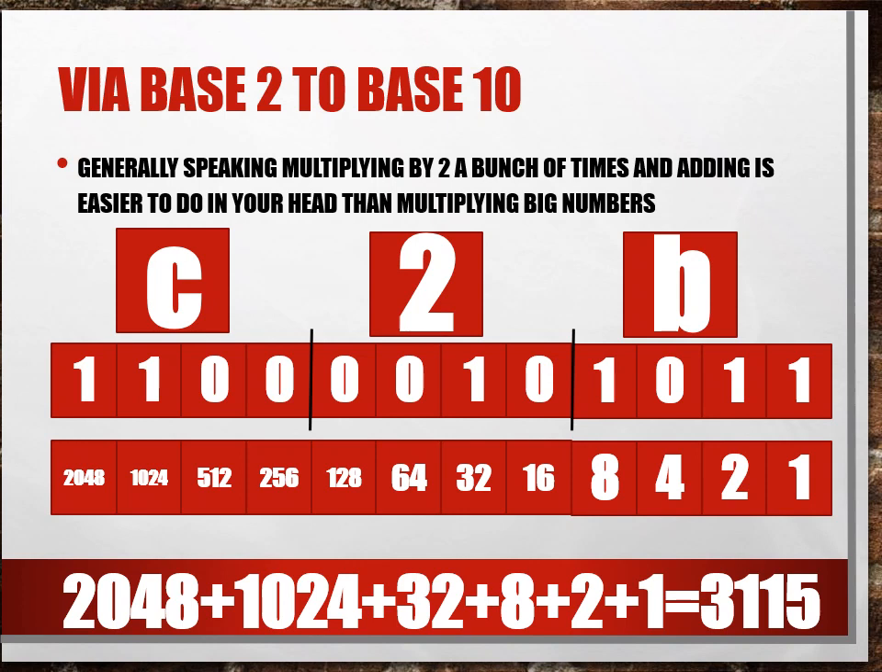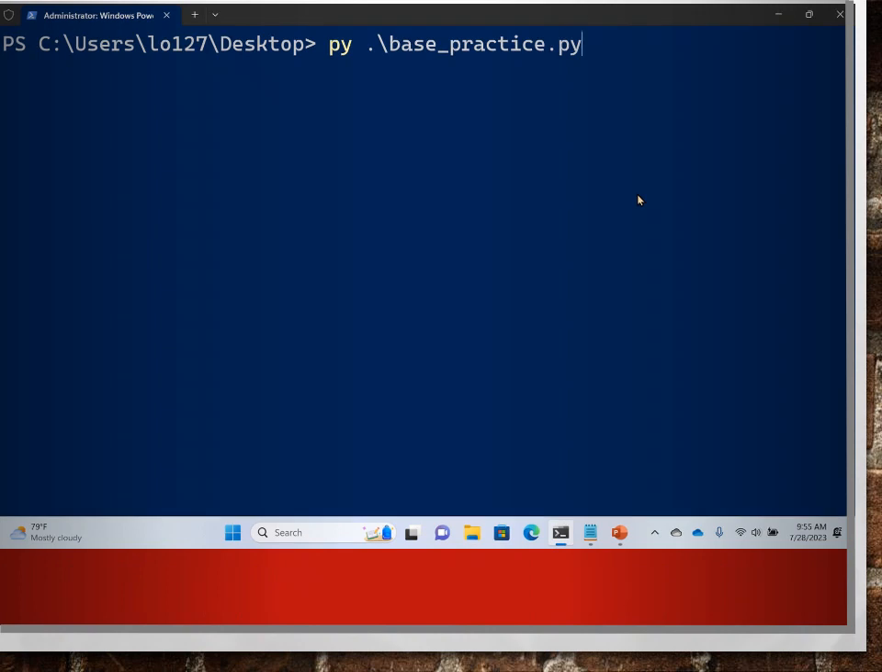So oftentimes I'll go through our base 2s, and because I can easily convert from hexadecimal to binary, this first part is trivial. And then it's just a matter of multiplying by 2s, which in my mind is easier than multiplying by base 16s. All right, so let's do a little bit of practice of this.